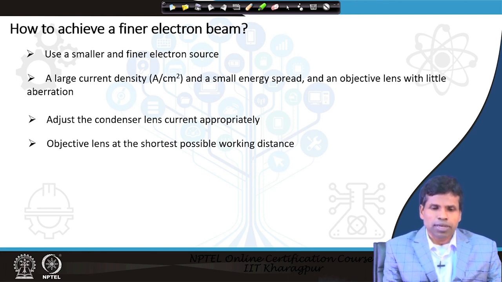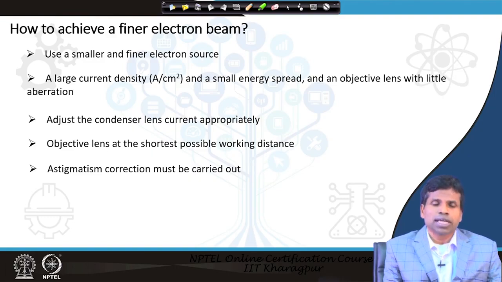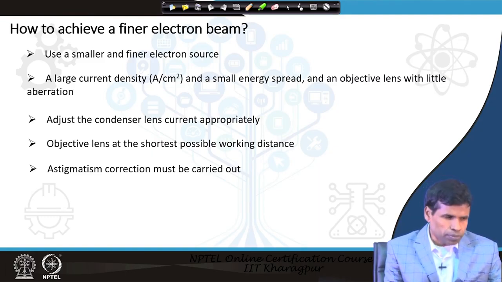In addition to that, an objective lens with the shortest possible working distance. In that case, the objective lens has to be very strong, then we can have a much smaller focal length, and a smaller working distance would give us a finer beam. Certainly, there should not be astigmatism, because astigmatism means the focal points of the rays or electron beam coming from the lens are not uniform. It has to be uniform to give us a round electron beam. So, these are the main parameters that have to be taken care of to achieve a finer electron beam.